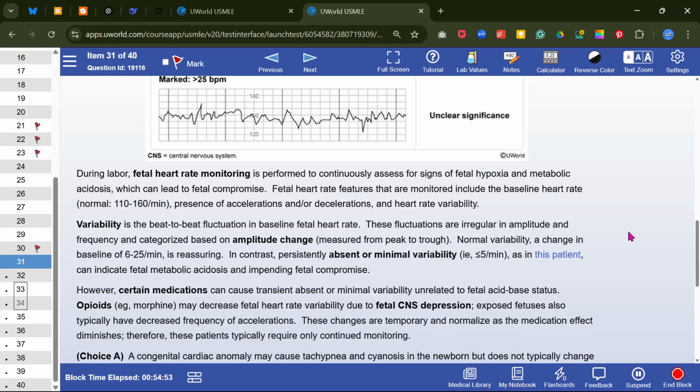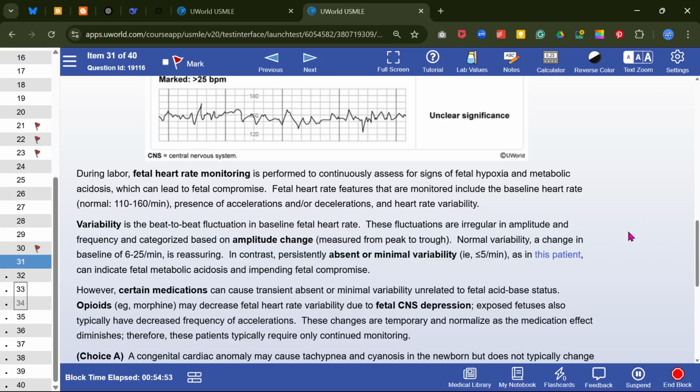During labor, fetal heart rate monitoring is performed to continuously assess for signs of fetal hypoxia and metabolic acidosis, which can lead to fetal compromise. Fetal heart rate features that are monitored include baseline heart rate, 110 to 160, presence of acceleration and/or deceleration, and heart rate variability. Variability is the beat-to-beat fluctuation in baseline fetal heart rate. These fluctuations are irregular in amplitude and frequency, categorized based on amplitude change, measured from peak to trough.